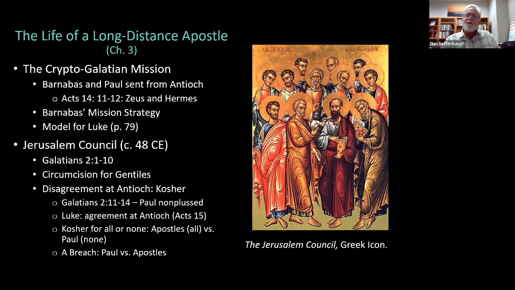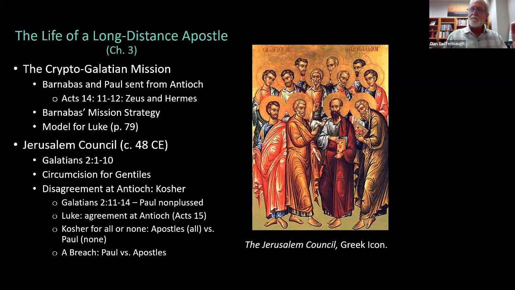there was some aspect of the hierarchy there. Zeus is higher than Hermes. Why would it be that Barnabas would be mistaken for Zeus and Paul for Hermes? And Crossan and Borg suggest that this indicates the hierarchy of that mission.